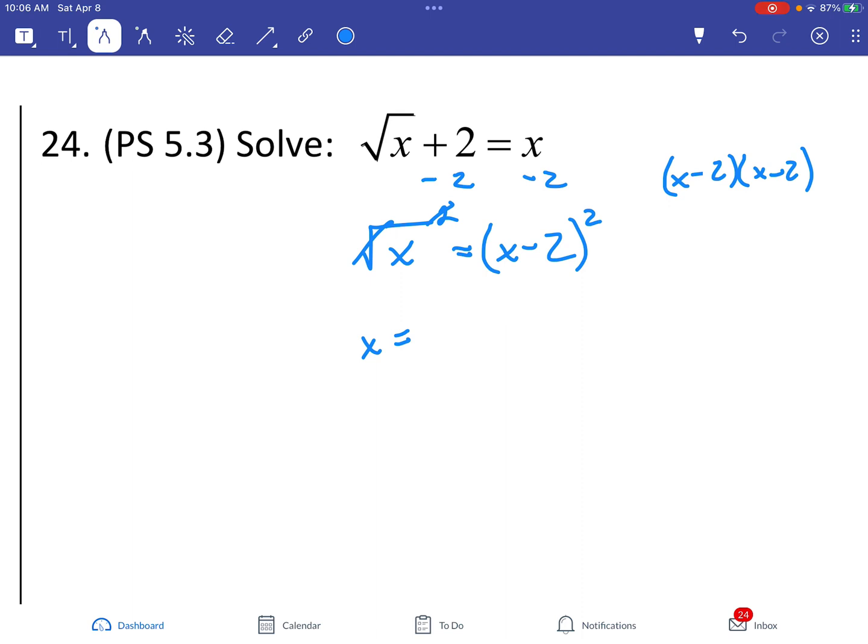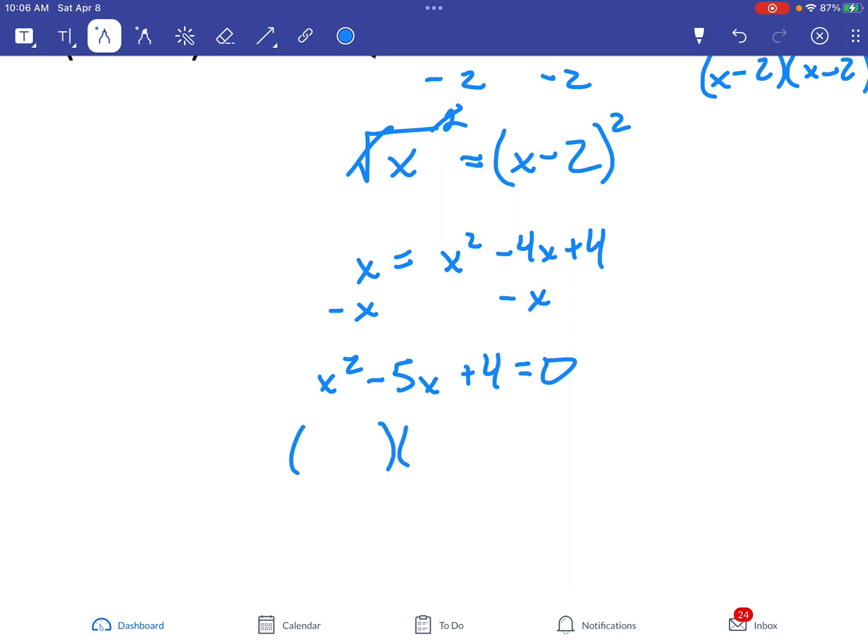We multiply that out using the rainbow method, and we will get x squared minus 4x plus 4. Now to set this equal to 0, I'm going to move the x on the left and subtract it to the right. So I get x squared minus 5x plus 4 equals 0. This is factorable.